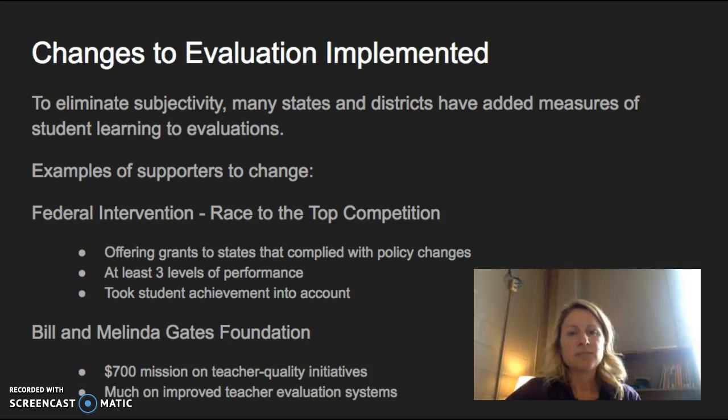And some supporters of change in general included the Race to the Top competition, which was set up by the federal government as an intervention. They offered grants to states. Some of the things, there had to be at least 3 levels of performance, and student achievement was pretty heavy in looking at those. And then another would be the Bill and Melinda Gates Foundation, and they've spent a great deal of money on teacher quality initiatives, $700 million, and much of that was on how to improve teacher evaluation systems.